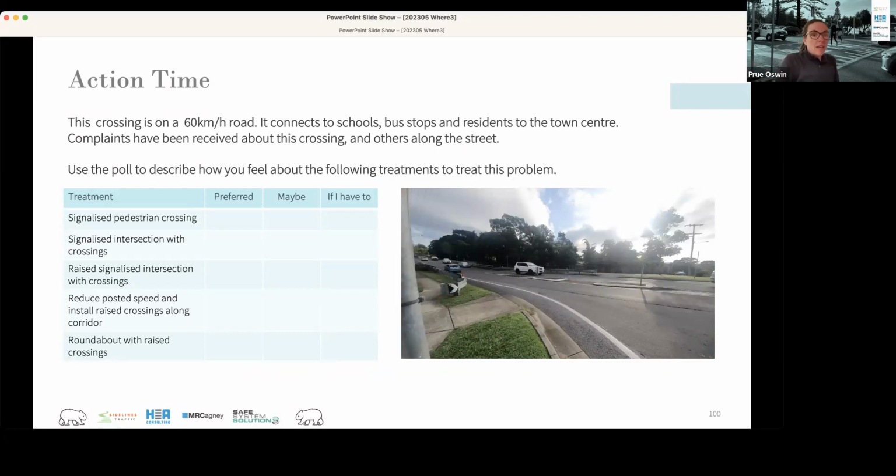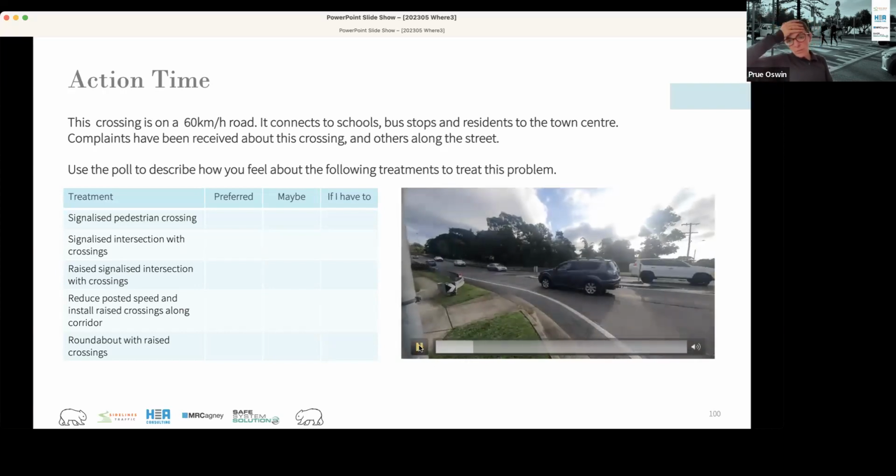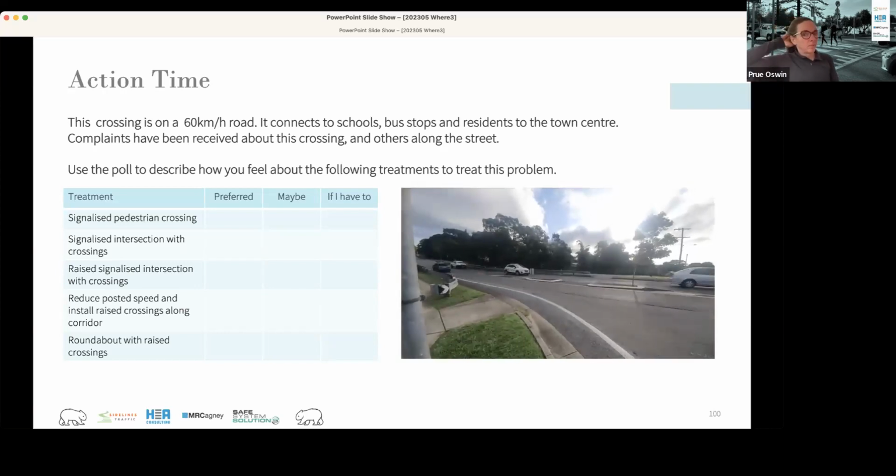Okay. This crossing is on a 60 kilometre an hour road. It connects to schools, bus stops and residents to the town centre. Complaints have been received about this crossing and others on the street. Use the poll to describe how you feel about the following treatments to treat this problem. So our next poll, and I've got a video here. We've seen this site before.